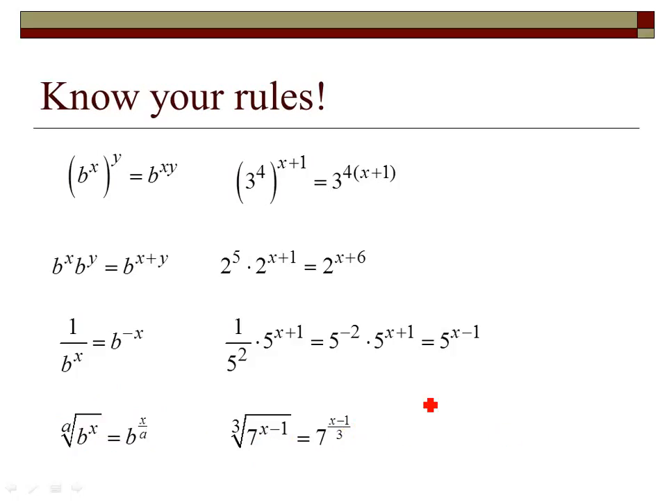Now be careful. If you just see a square root, remember the index that's over here is a 2. So let's say I had the square root of 10 to the x. This is going to be 10 raised to the x over 2. The idea is we want to break these down to their smallest base.